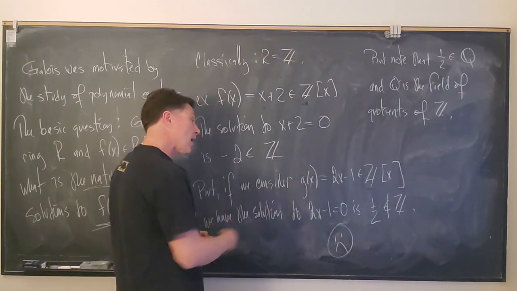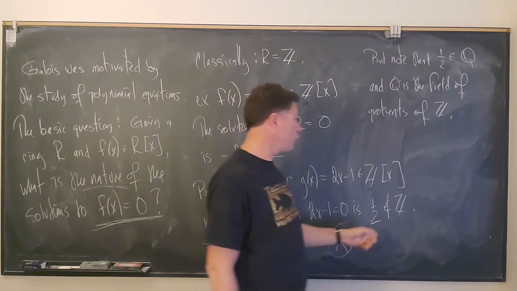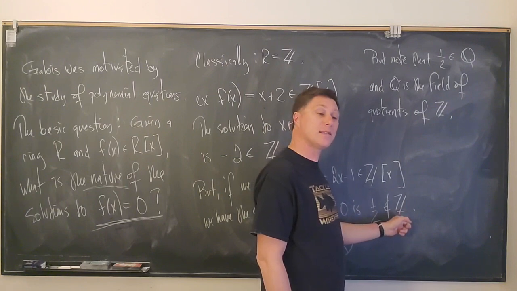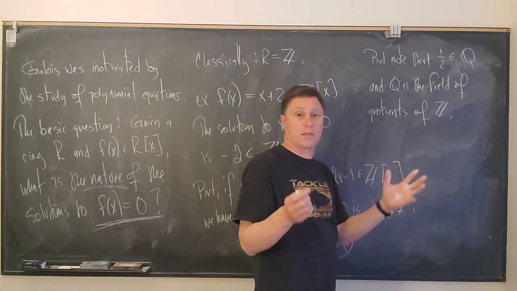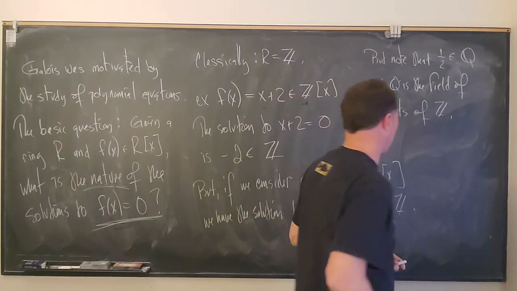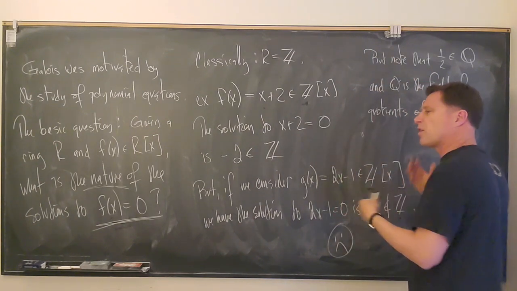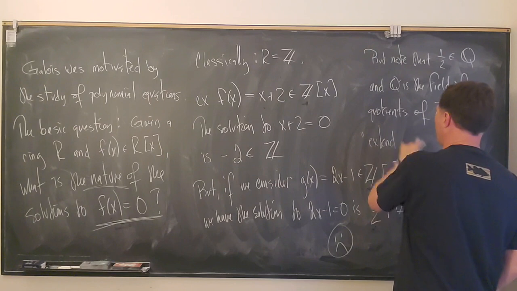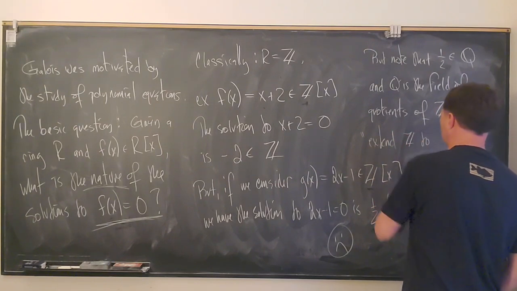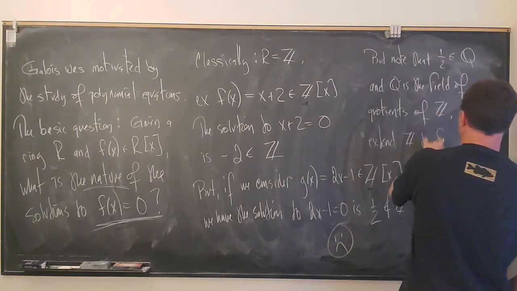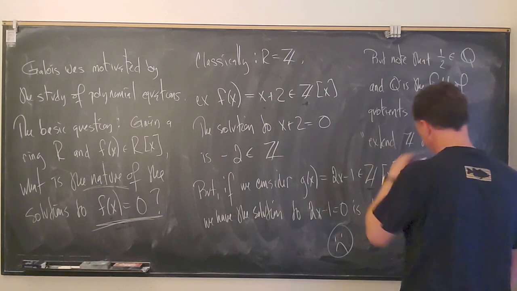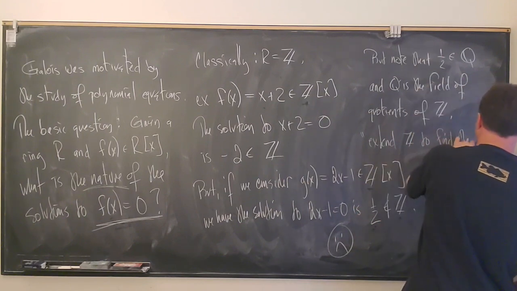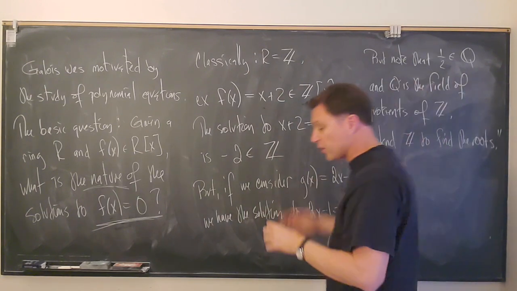So what did we have to do? We recognize that our solution does not live within Z, but by extending Z a little bit, by expanding. This is sort of a theme that we're going to have: extend Z to find the roots. So we have to enlarge our ring of coefficients.